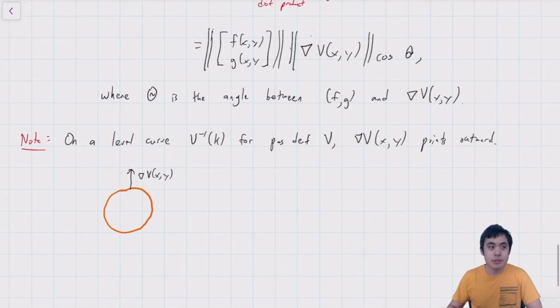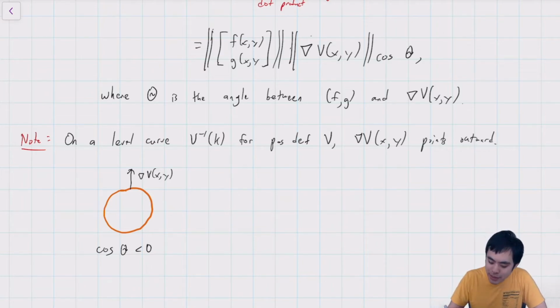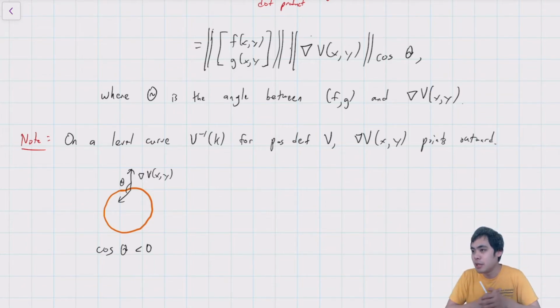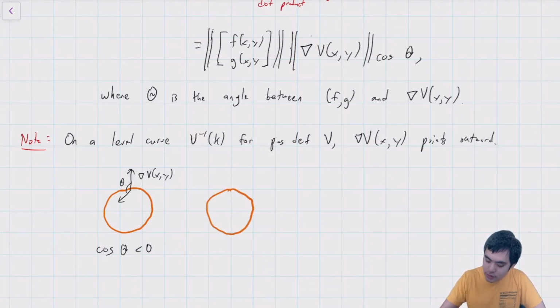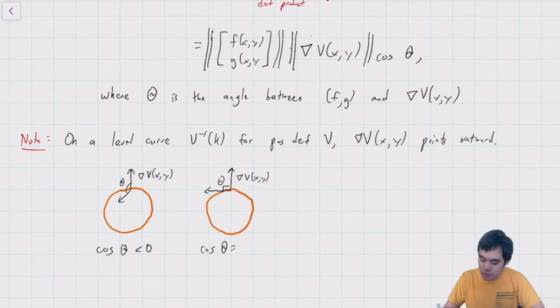Okay, but now what happens when cosine of theta is less than 0, because that was our thing there? Well, that is precisely when this arrow points inward, because that means that the angle has to be greater than 90 degrees or less than minus 90 degrees. And we can classify each of these cases. So in the case where, let's say we had the gradient of v, and the angle was precisely 90 degrees, then that means that cosine of theta is equal to 0.